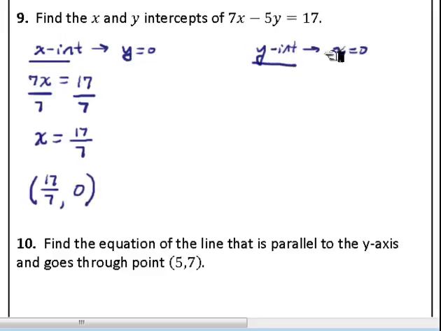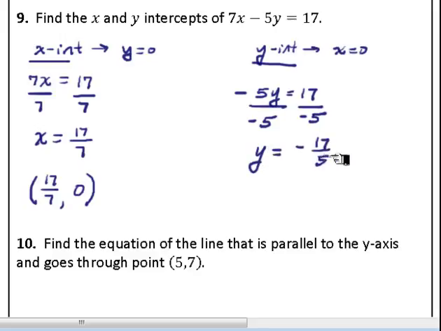All right, now for the y-intercept, we substitute x equals 0, so that means this term is going to drop out, and we're left with minus 5y equals 17. Divide by minus 5. And there we have the y-intercept, minus 17 over 5. And in point form, we put 0 for the x-coordinate and minus 17 over 5 for the y-coordinate.